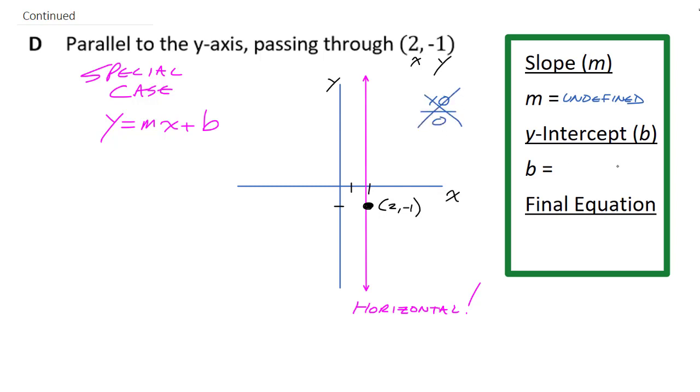So that's not going to work. Where's the y-intercept of this line? Where does this line cross your y-axis? It doesn't have one, right? So that's why this is a special case. We can't use the usual methods.